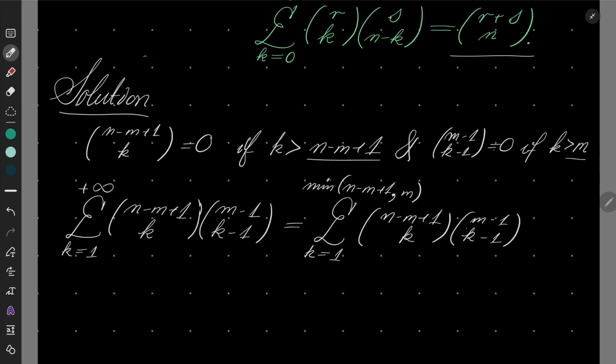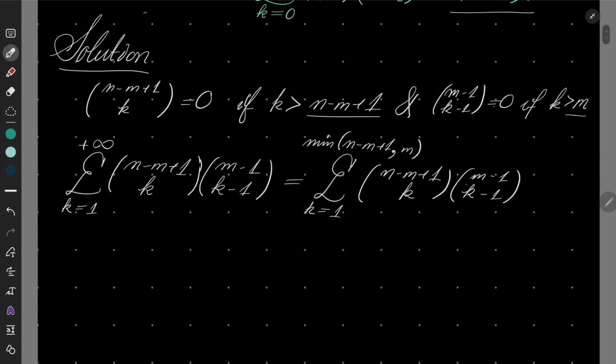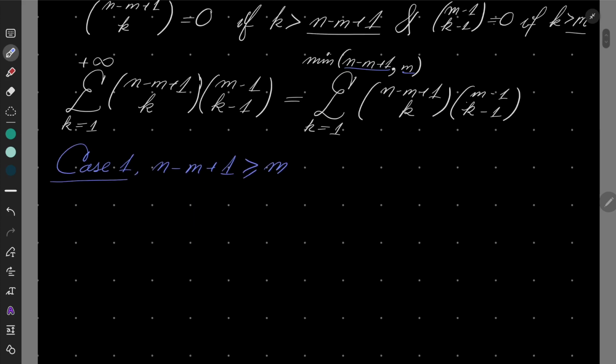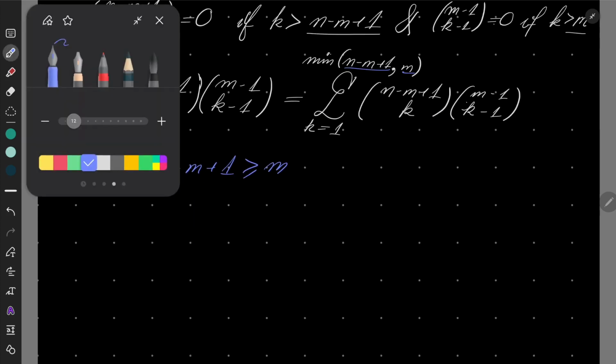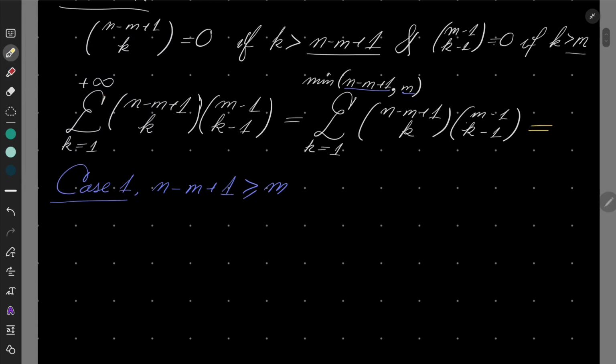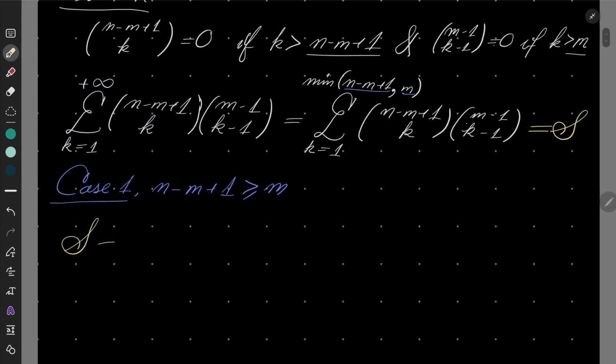Okay, that's nice. Now we will consider separately two cases, because we need to find this minimum. Either this minimum can be this number or that number. Case number one: n minus m plus 1 is greater than or equal to m. Then, for brevity's sake, let's call this sum S. Then our sum S goes from k equals 1 to m.